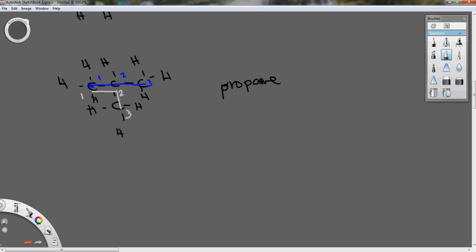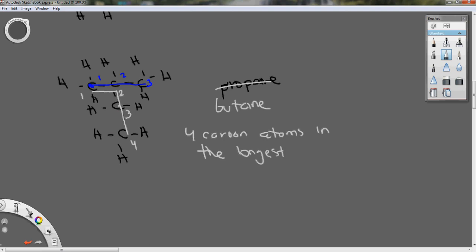If one path turned out to be longer, like let's say that I had put this, the blue path would be incorrect because there is a longer path available. And then this would be called butane, because there are 4 carbon atoms in the longest path. And you can't go back.